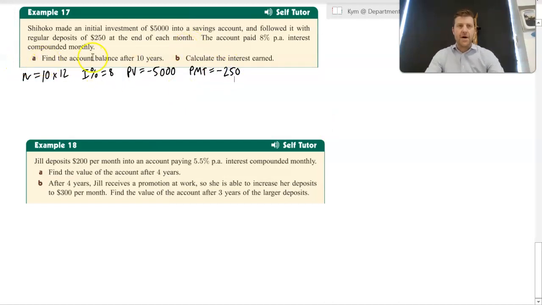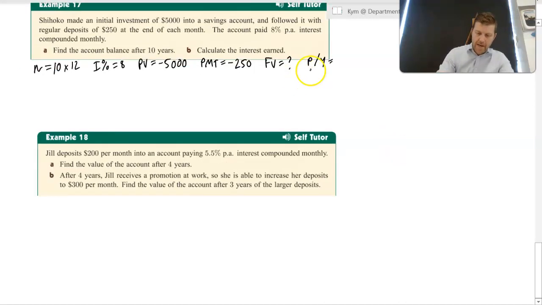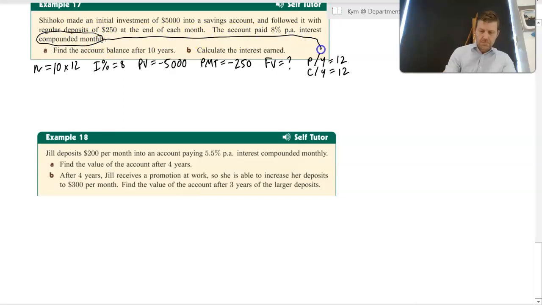It's actually asking us to find the account balance or the future value. So that's something that we don't know, that we're asking the calculator to find for us. And again, the payments per year in terms of the interest payments per year and the compounding periods per year will both be equal to 12 because it is compounded monthly, okay? So to determine the PY and CY values, looking at how often the money is compounded. So after 10 years, how much will be in the account?